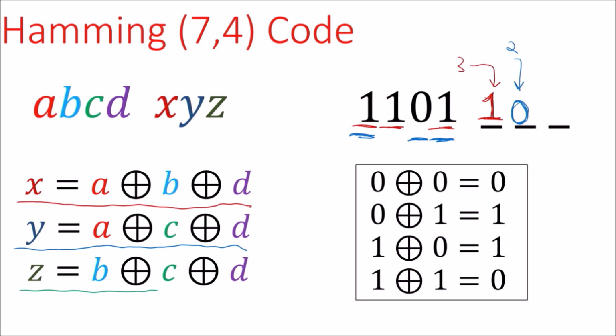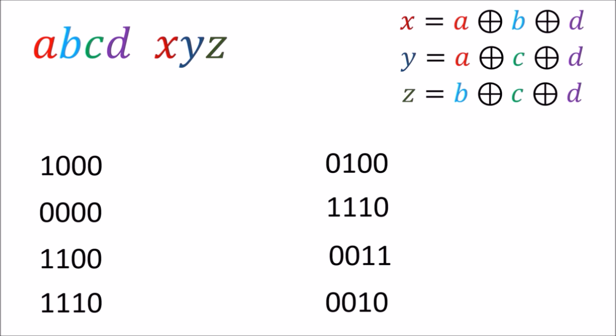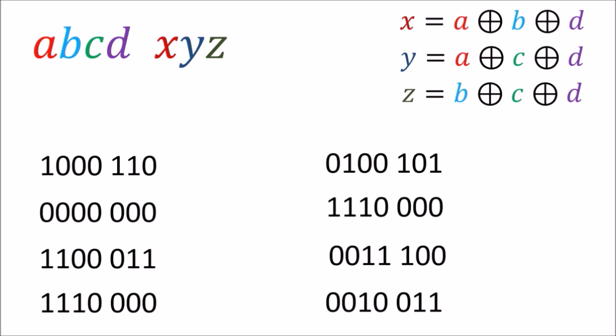And Z equals B XOR C XOR D, which is 1 plus 0 plus 1. And that's 2, which is even, so Z equals 0. So for this 4-bit chunk, the redundancy bits are 1, 0, 0. And we can use this same technique to add the redundancy bits to all the 4-bit chunks in our message.